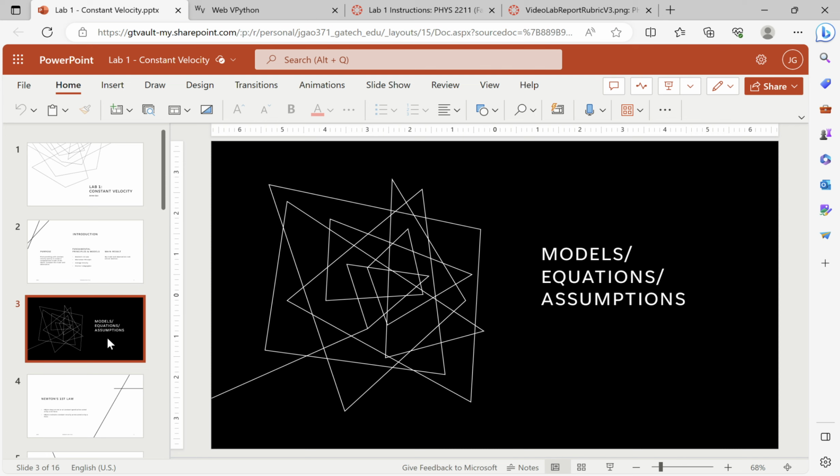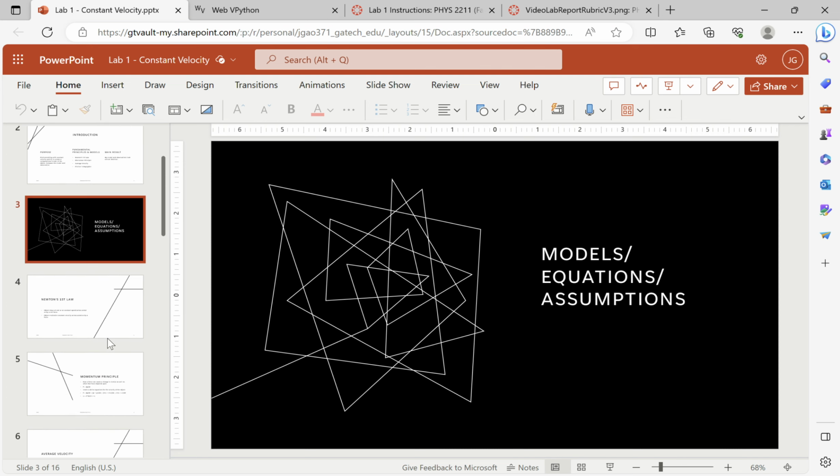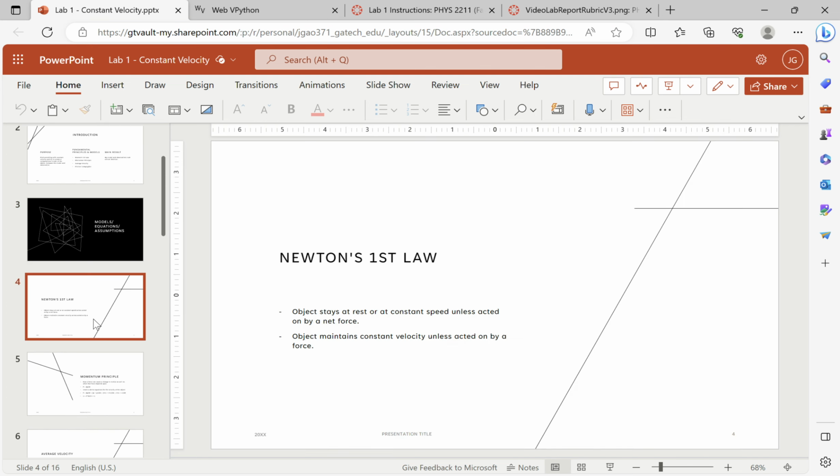So now let's get more in depth into the model's equations and assumptions that I used. The first one I used was Newton's first law, which is basically about how objects stay at rest or at constant speed unless acted on by a force. This helped me in this lab because it taught me that after I gave my object an impulse, I should just leave it so that it can remain at constant speed.